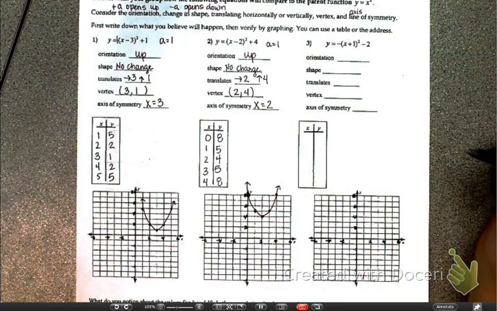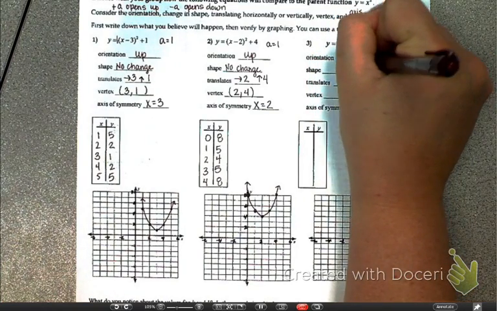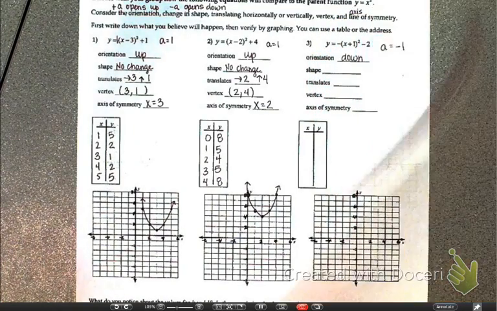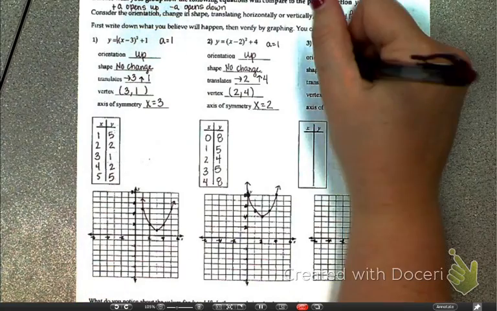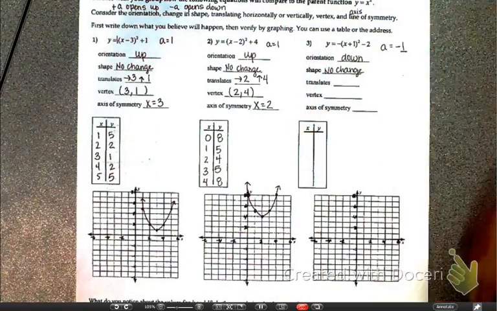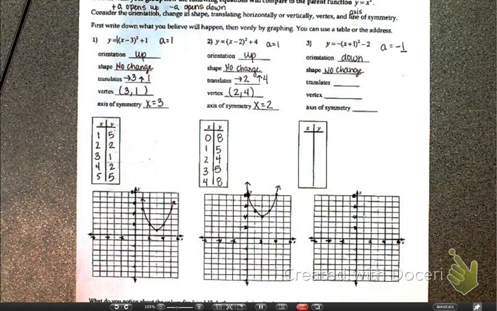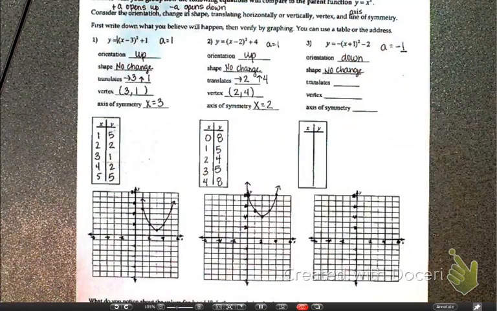All right, what's the orientation on number 3? Down. Because A is equal to what? -1. What's the shape? A stretch. No change. Never mind, just kidding. It's no change because A is 1. That number is still 1. You don't look at the negative. The positives and negatives you only look at when you're dealing with the orientation. Other than that, you can ignore the negative and just look at the number for the value of A.